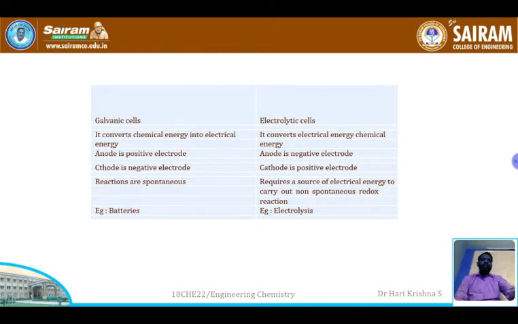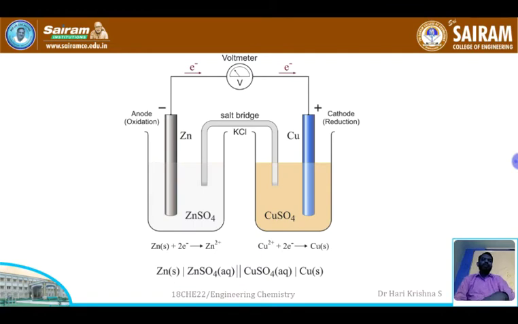So let us see what a Daniell cell is. The best example for a galvanic cell is the Daniell cell. In a Daniell cell, we have zinc dipped in zinc sulfate and copper dipped in copper sulfate solution. So we have two half cells. The Daniell cell consists of two half cells. What is a half cell? Any metal dipped in its own salt solution constitutes a half cell. So the Daniell cell constitutes two half cells. What are those? The zinc half cell and the copper half cell.